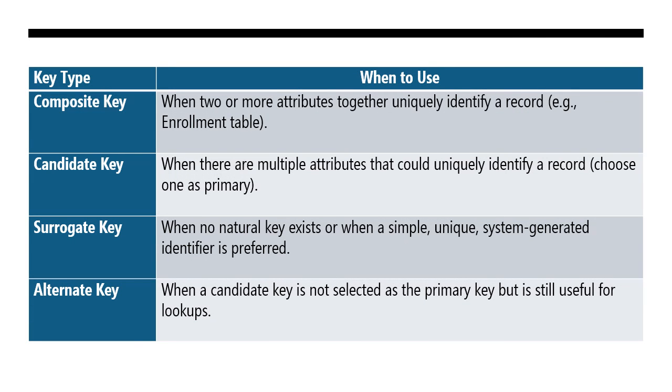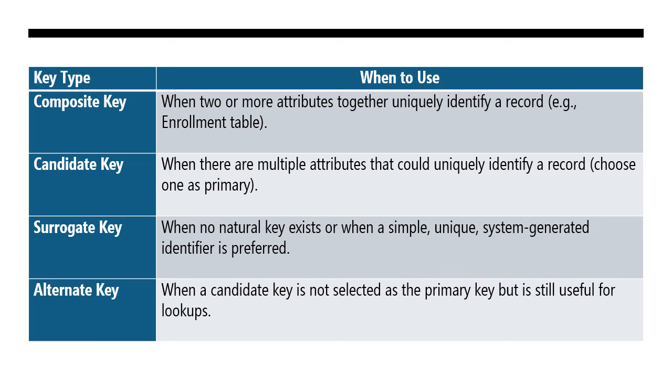To wrap things up, here's a quick summary of when to use each type of key. Composite keys are used when two or more attributes together uniquely identify a record, such as in an enrollment table where both student ID and course ID are needed. Candidate keys are used when multiple attributes could serve as a primary key. You'll choose one as the primary key and others become alternate keys.